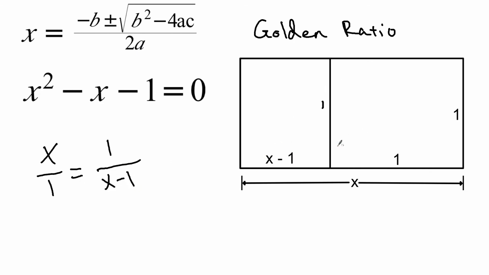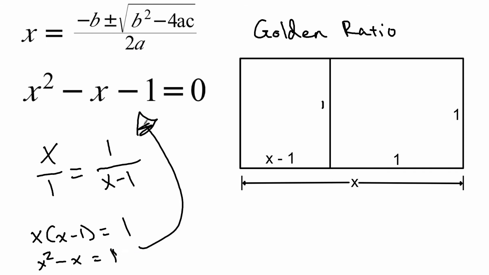There's a special place where that ratio is the same, and if you were to cross multiply here, you would have x times x minus 1 equals 1, which is x squared minus x equals 1, which if you subtract 1 from both sides, you get this formula. So the x value that gives you that special ratio is 1 plus the square root of 5 over 2, or the number phi. So that's the golden ratio, and this is one derivation of it.